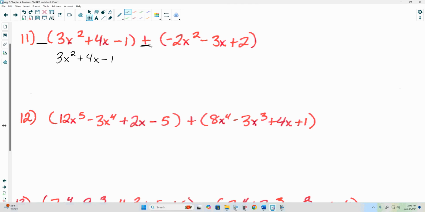Since we're adding, not subtracting, we can really also drop the second set of parentheses. Normally, we don't put plus negative 2x squared. We just say minus 2x squared. Either is fine, because if we want to leave it as plus negative 2, or just say minus 2x squared, it's the same thing.